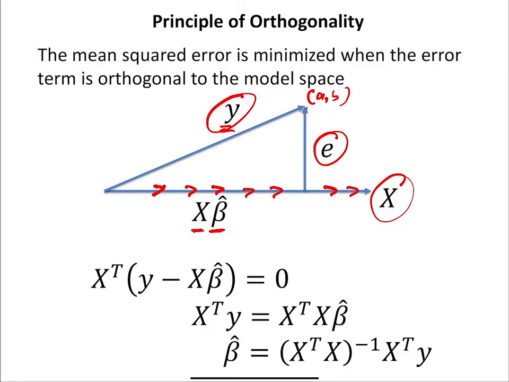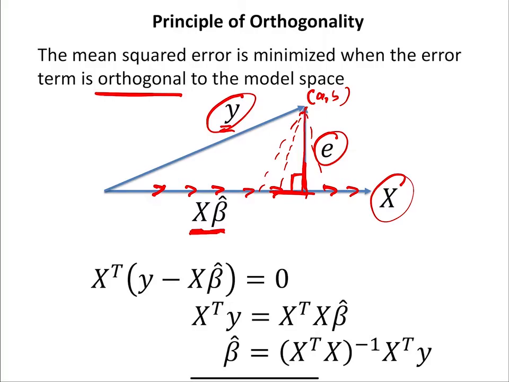You can see that that length is minimized when this is perpendicular, because any other choice would have a longer length, a bigger error. So all that means is my best solution will be when I choose the beta hat such that x beta hat is perpendicular to my error. Mathematically, that means it's orthogonal. So my error is always orthogonal to my model.